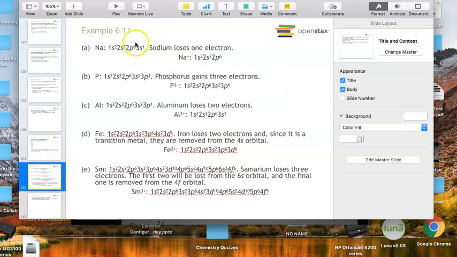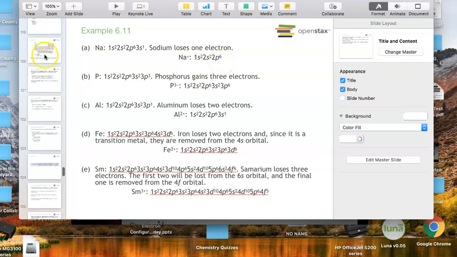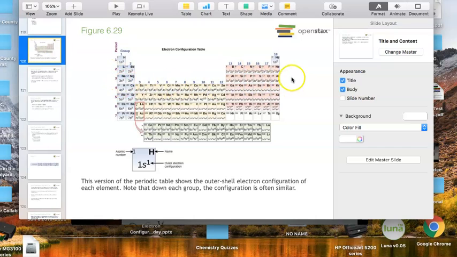Because it loses an electron, you're going to omit this last term, 3s1. It lost one electron, so it loses it from the s subshell, and its electron configuration would be 1s2, 2s2, 2p6. If you go back and look at your periodic table, that is the same electron configuration as neon. That's the reasoning why sodium loses its one valence electron: to have the same electron configuration as a noble gas, which is neon.